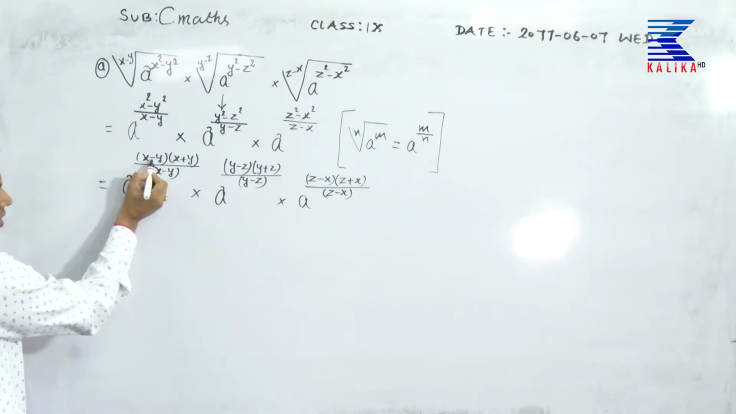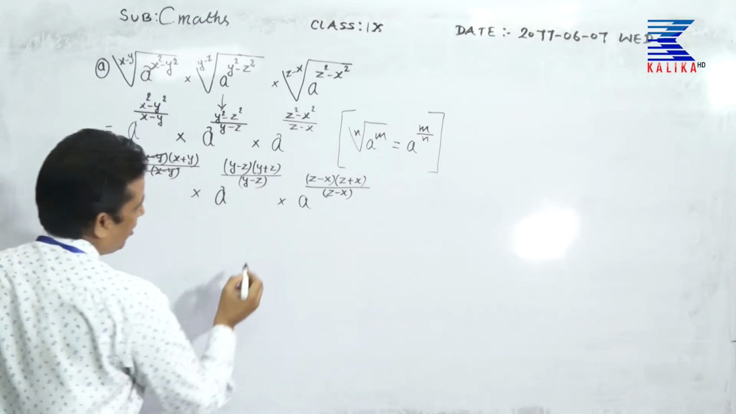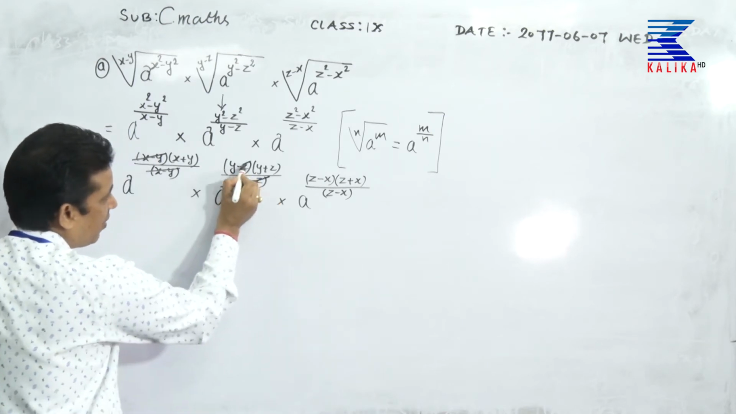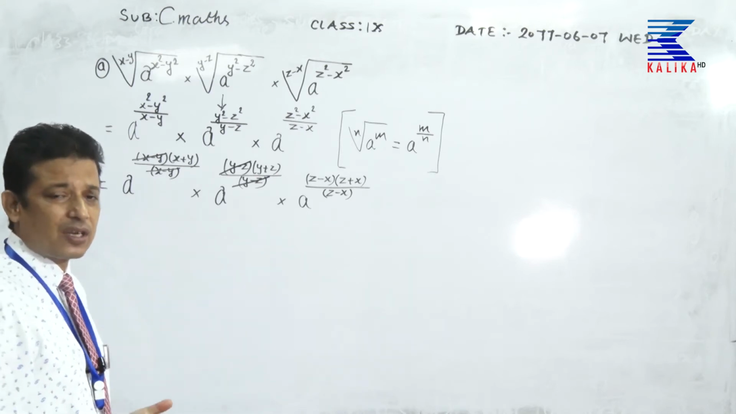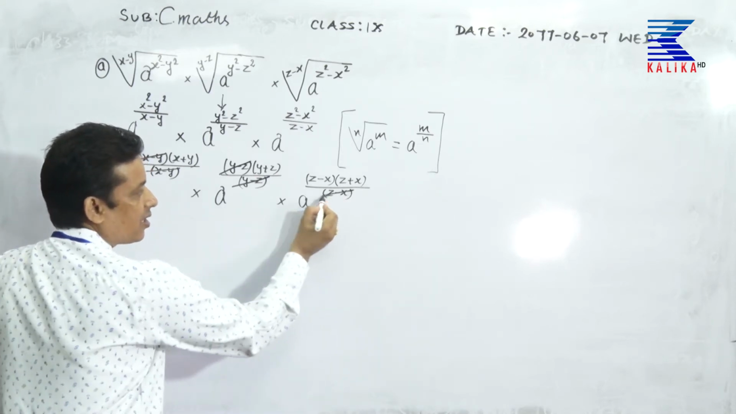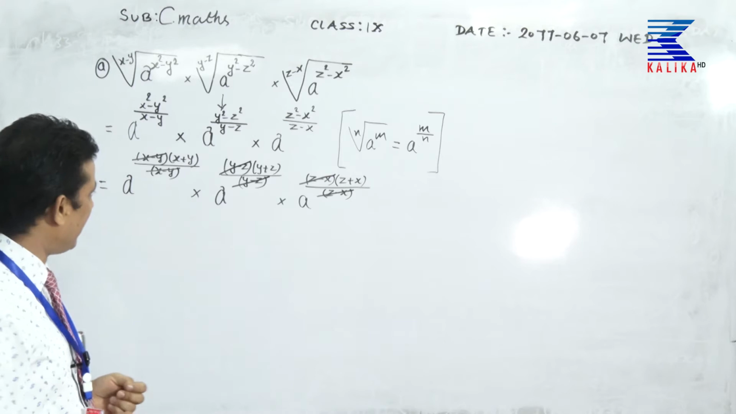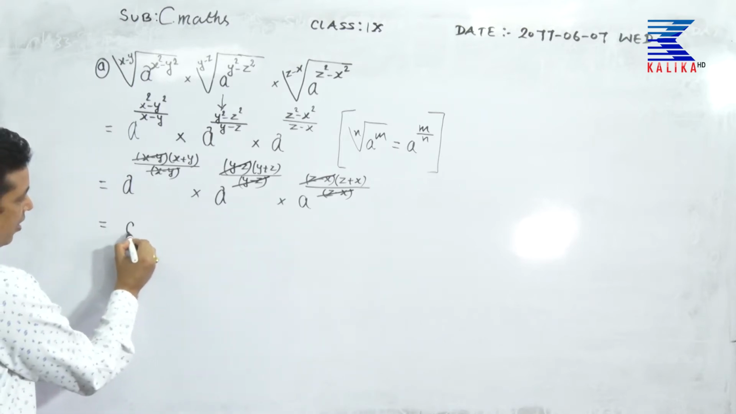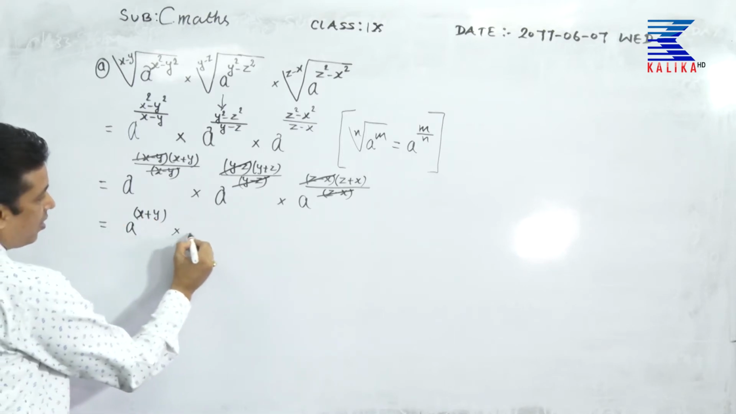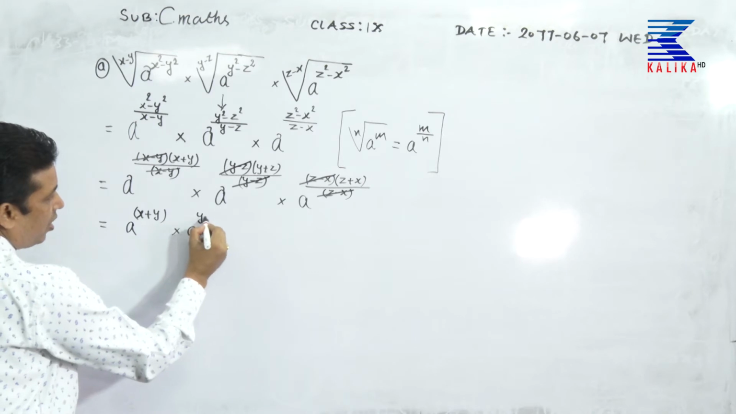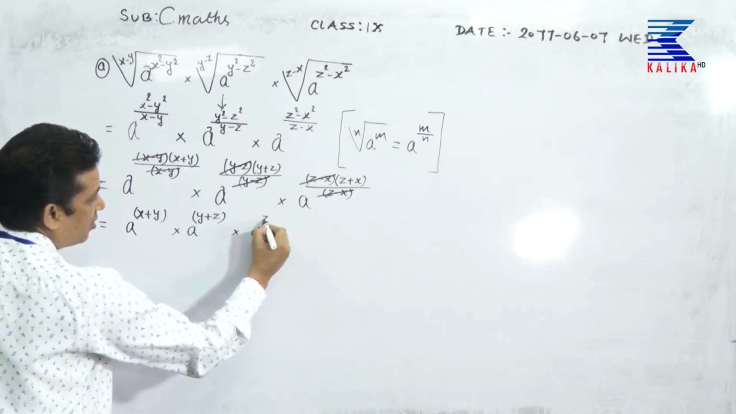Now, dear students, x minus y divided by x minus y gives 1, we can cut them. Similarly, y minus z divided by y minus z is equal to 1, you know. Then z minus x and z minus x, we can cut them. Okay. Then the next step will be a to the power x plus y, a to the power what is left here, y plus z, a to the power what is left here, z plus x.